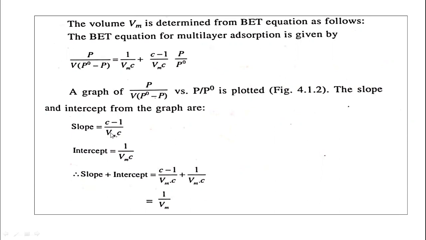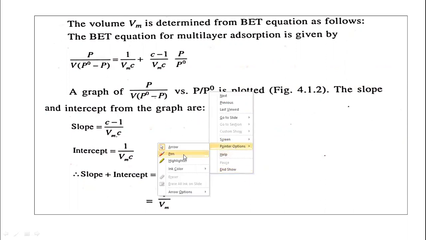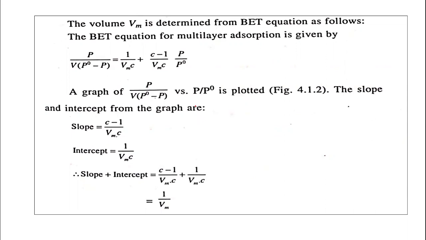Because from the graph we can determine the slope, we can determine the intercept. So let us add these two things. So (C minus 1) divided by Vm into C plus 1 upon Vm into C, the denominator is common here. So it is (C minus 1 plus 1) divided by Vm into C. So minus 1 plus 1 get cancelled. Okay, so it is C upon Vm into C, C gets cancelled. You can simplify this.